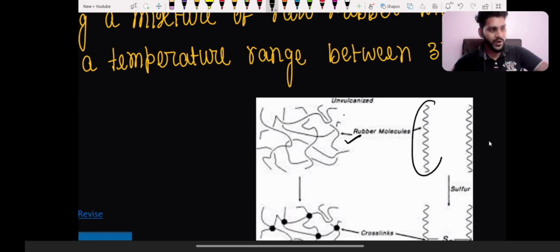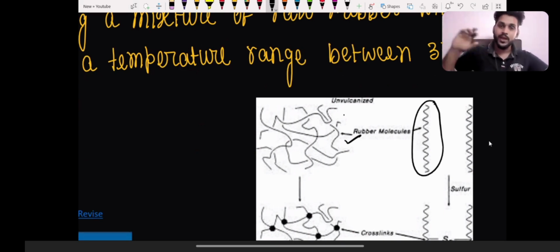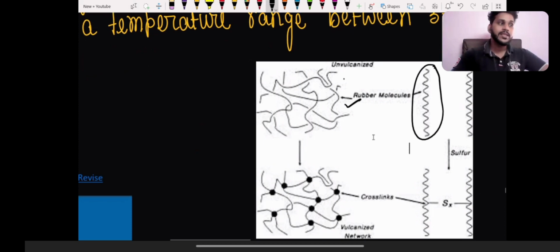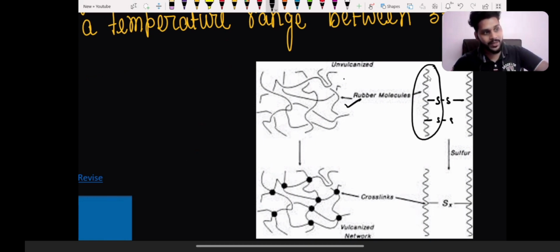The rubber strands, this is the isoprene unit, right? Isoprene units, when they are connected in the trans format, that is called rubber, and when it is cis format, that is called gutta percha, right? So this is our rubber unit. What the sulfur would do is make bonds between them like this and connect them together.